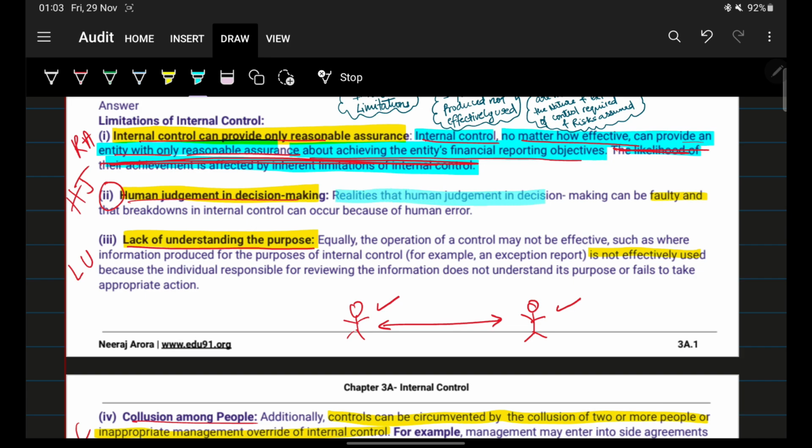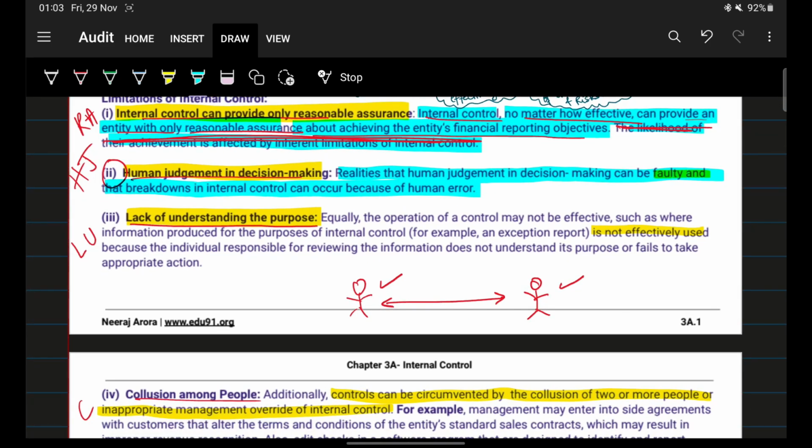Reality is that human judgment in decision making can be faulty, and that breakdowns in internal control can occur because of human error. That's pretty obvious, right? There might be human error involved. Fairly reasonable, this point. First point was that there is only reasonable assurance. Second point, that human judgment is involved. Third point is lack of understanding the purpose.